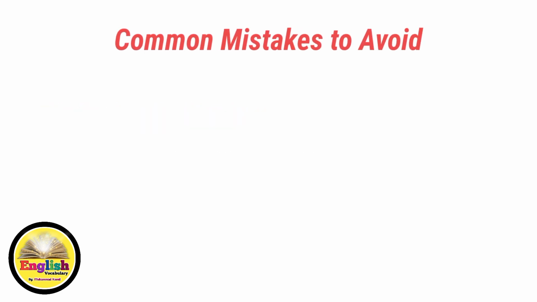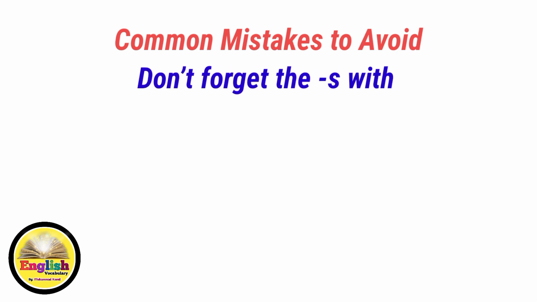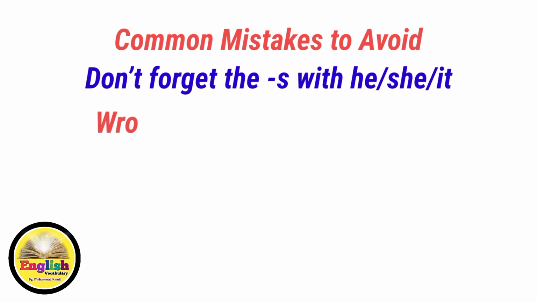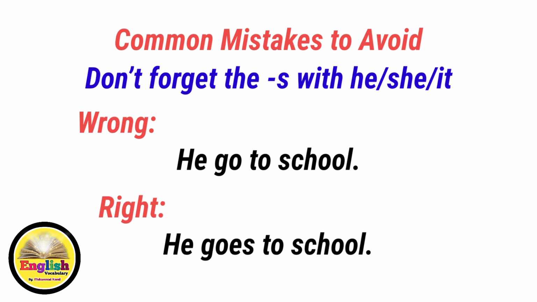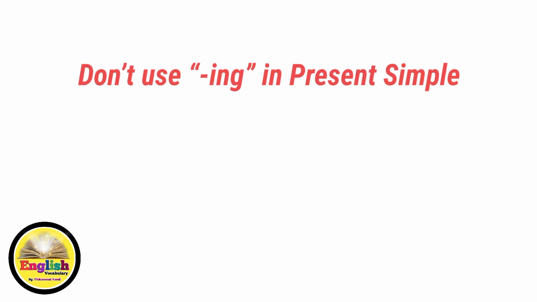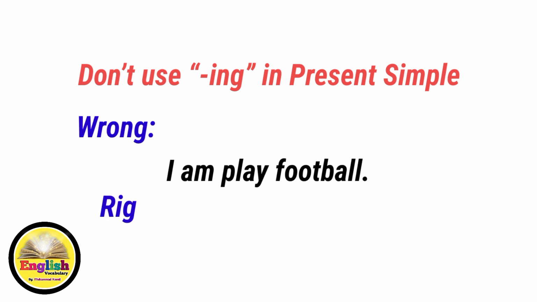Common mistakes to avoid. Don't forget the s with he, she, it. Wrong: he go to school. Right: he goes to school. Don't use ing in present simple. Wrong: I am play football. Right: I play football.